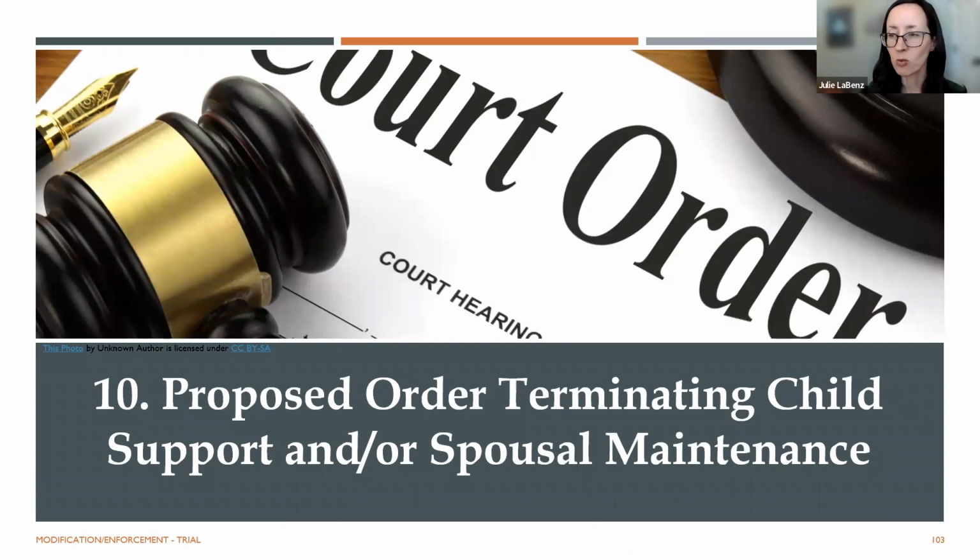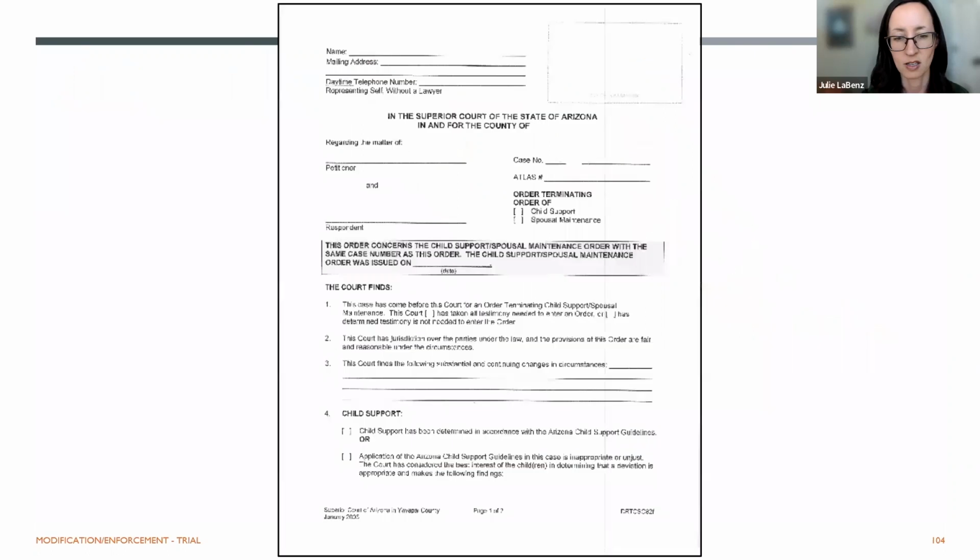And then let's say one of your kids has become an adult, so the child support for that child needs to be terminated. Or let's say you were ordered to pay spousal maintenance for 3 years and the 3 years is up. Then your underlying petition would be about terminating child support and/or spousal maintenance. And here's the proposed order terminating.